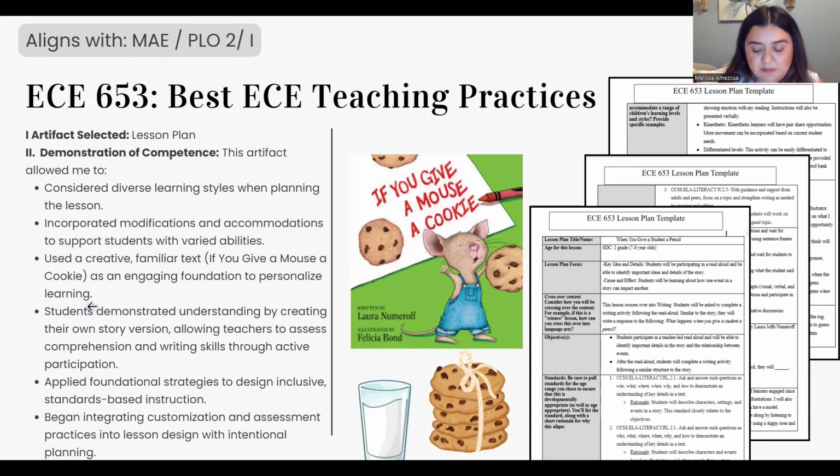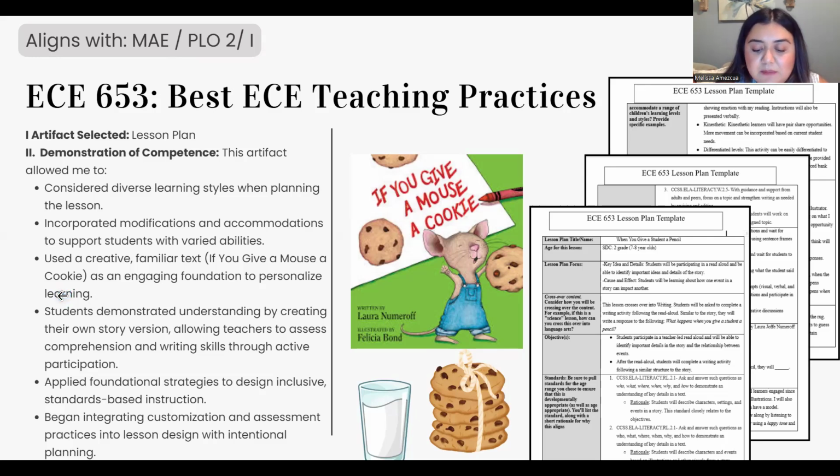I was tasked to do a cross content lesson that could be used in my special day class. So for this one, the age group was about 7 to 8 years of age, and the lesson was centered on a writing activity that followed a read aloud of the story If You Give a Mouse a Cookie. So students were tasked with writing their own version of the story, which was If You Give a Student a Pencil.